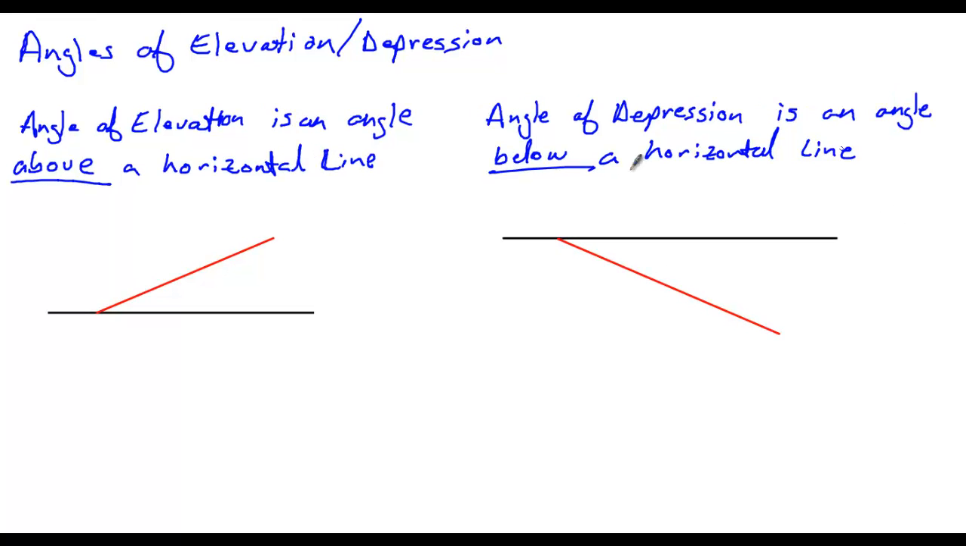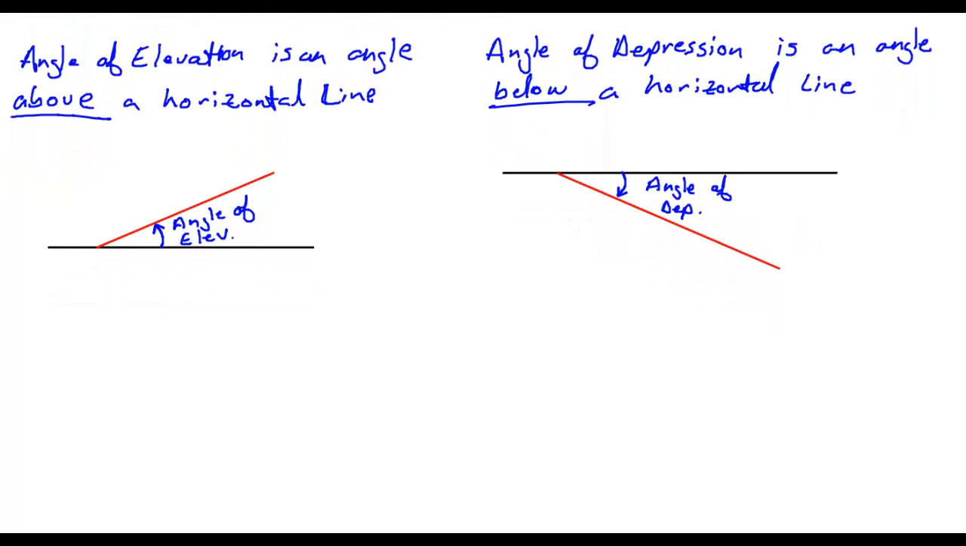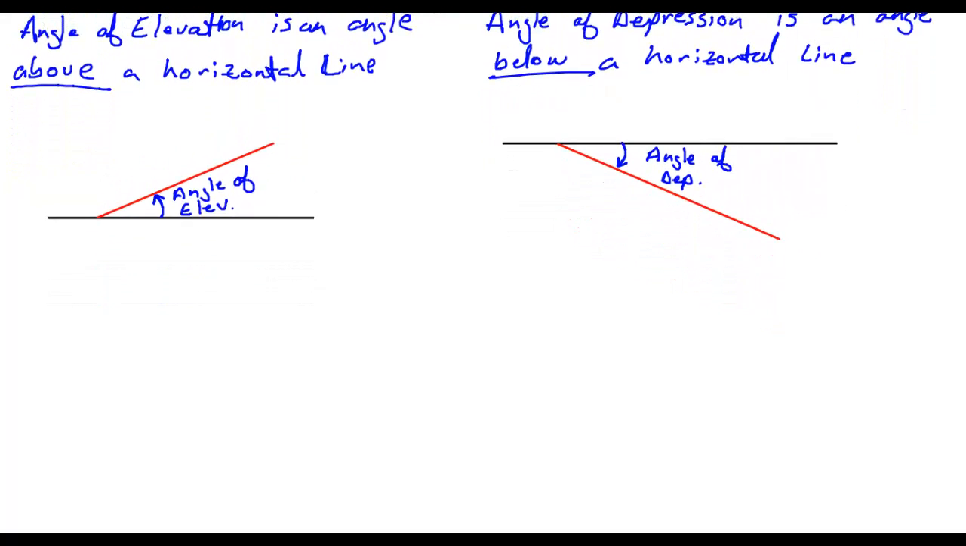So we can label those real quickly. An angle of elevation will always seem like it opens up like this. So that is an angle of elevation. And an angle of depression will always seem like it opens down like that. So again, angle of depression. So it's not that tough. You just have to make sure that you recognize them and know what they're going to be in word problems. So you want to make sure you get your angles in the right spot.